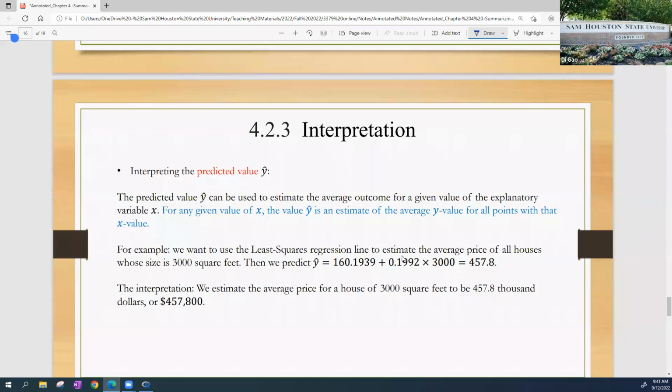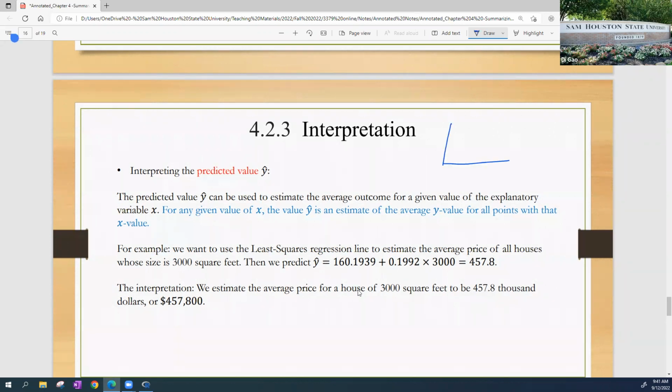So we calculate y hat to be 457.8 when we plug in 3,000, and then the interpretation for this y hat is: we estimate the average price for the house of 3,000 feet to be $457.8 thousand.